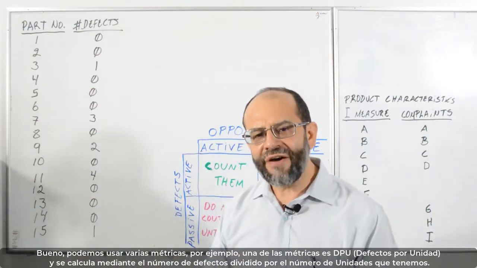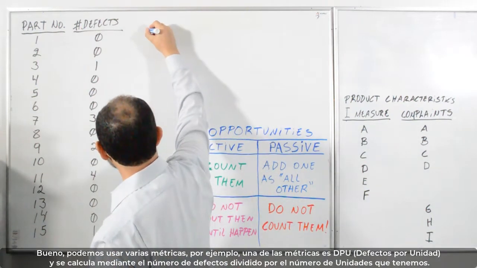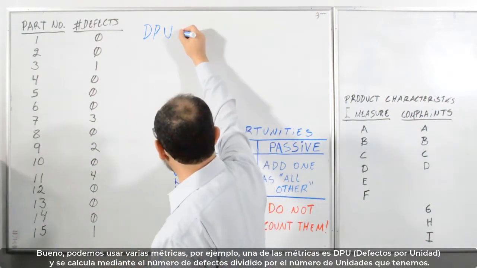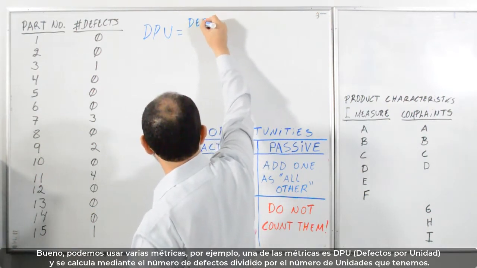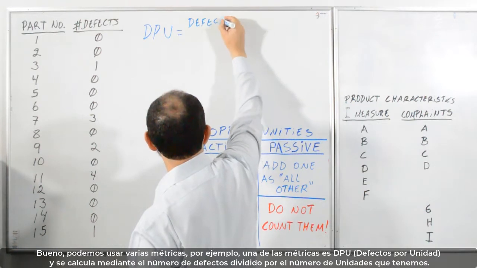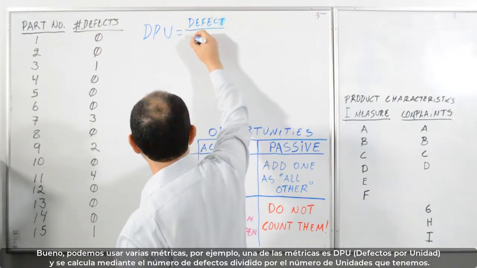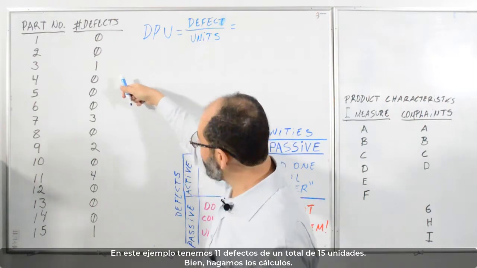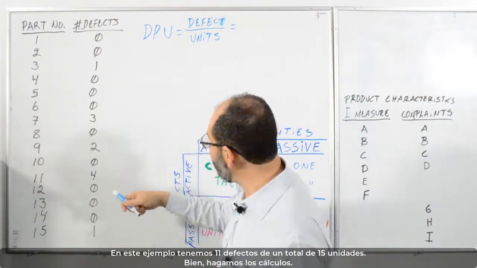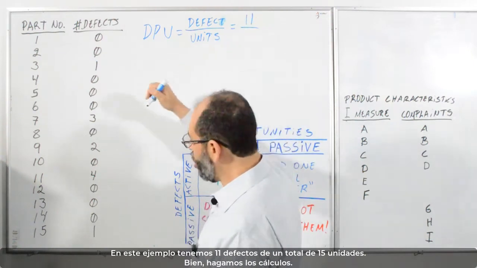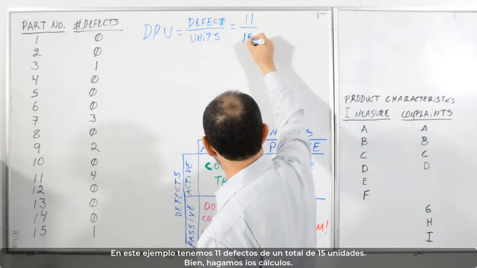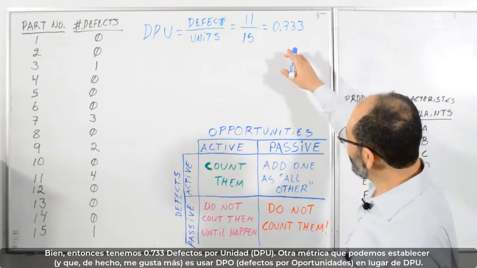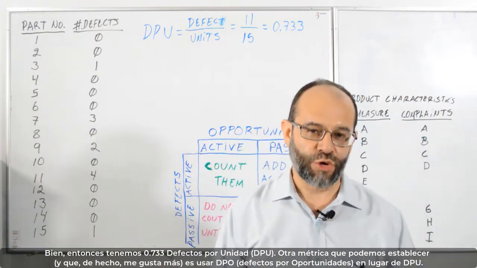Well, we have several metrics. For instance, one of the metrics is DPU, defects per unit. Basically it measures the number of defects that we have, divided by the number of units that we have, and that's it. In this example, we have 1, 4, 6, 10, 11 defects out of 15 units. Okay, let's do the calculation. So we have 0.73 defects per unit.